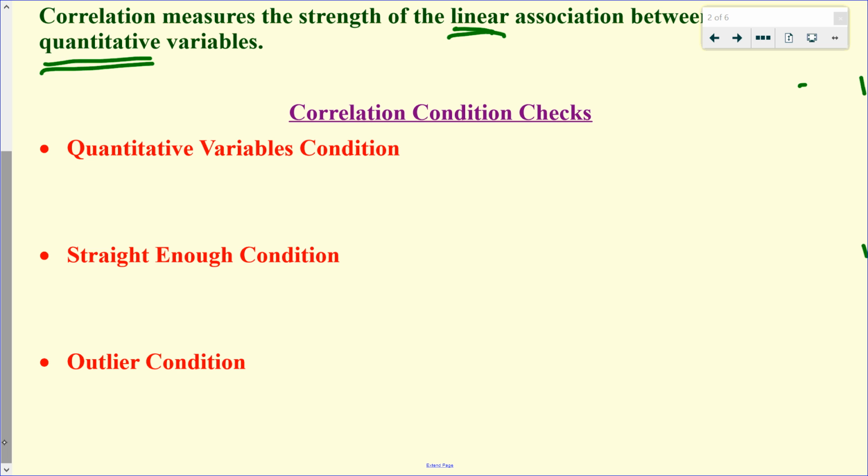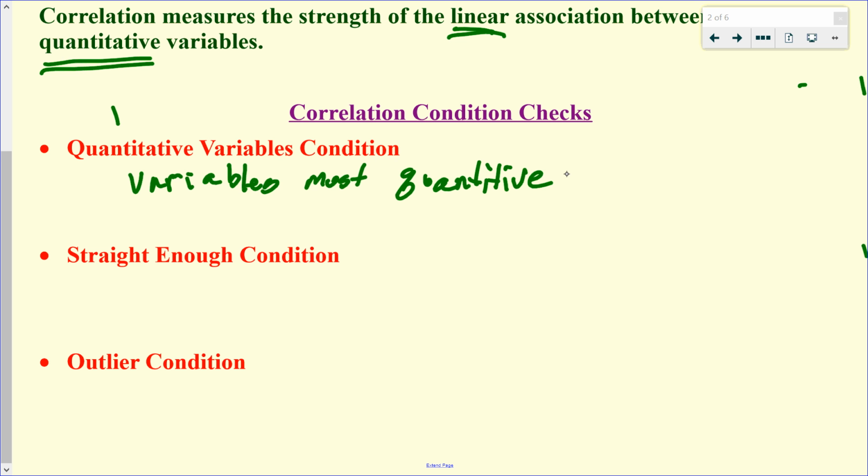For a correlation condition check, there are three things. There's the quantitative variables condition: the variables must be quantitative. Be careful that we're not seeing categorical variables that are masquerading, things like favorite numbers, things we talked about before. They must be quantitative. We should know what is being measured.